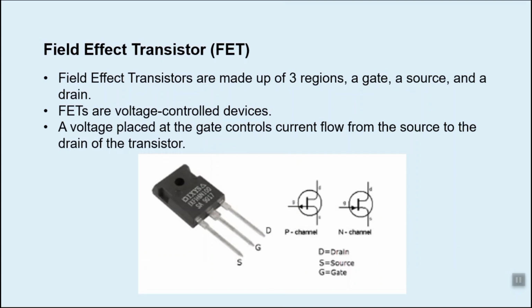FETs are made of three regions of semiconductor material: the source, the drain, and the gate. The source and the drain are connected by a conductive channel, which is controlled by the electric field produced by the gate. FETs have P-type and N-type channels. A field effect transistor can be used as a voltage control device in electronic circuits, and a voltage placed at the gate controls current flow from the source to the drain of the transistor.